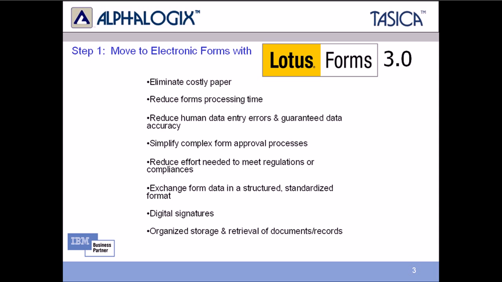Implementing the AlphaLogix business process automation solution can be done in 3 steps. Step 1. Moving your organization from paper-based forms and processes to electronic forms. IBM Lotus Forms offers a powerful electronic form authoring tool that can reduce cost, human data entry errors, and the effort needed to meet compliance regulations.